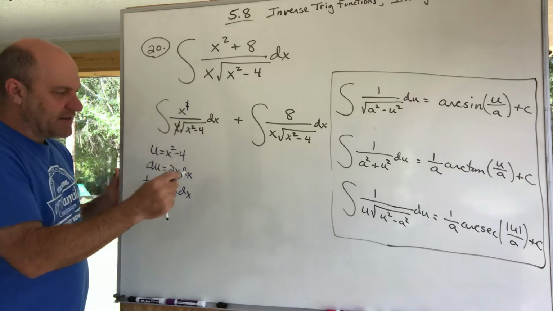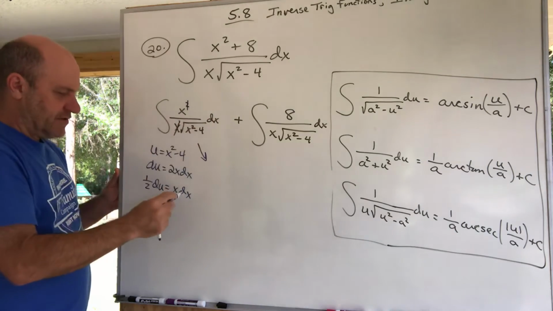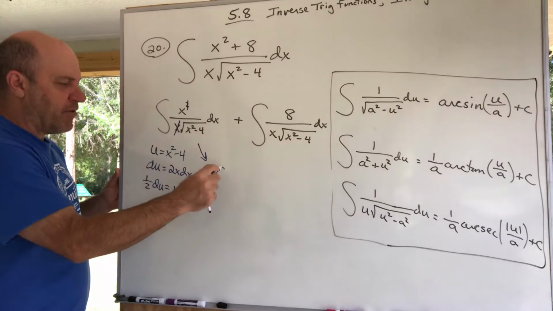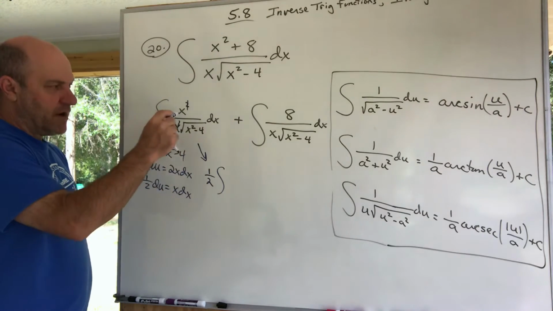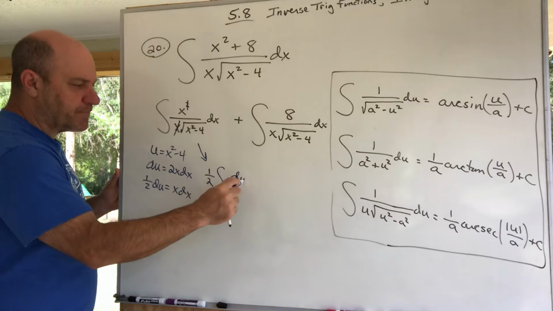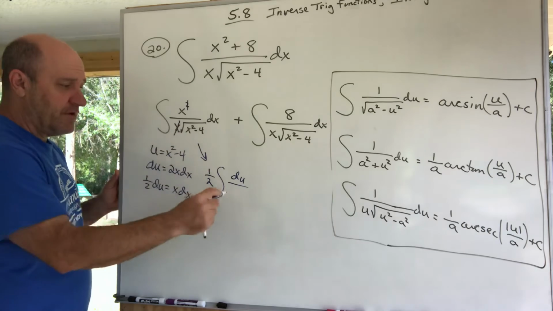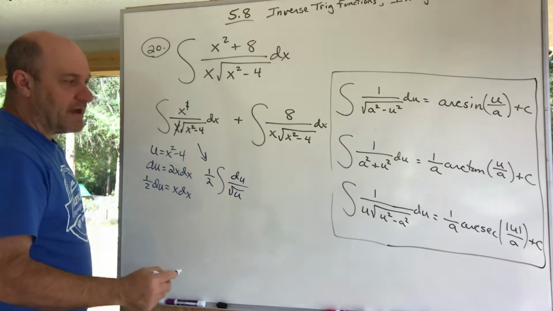So I'm rewriting this integral here. I'm going to go right here if you don't mind. The numerator just turned into 1/2. I'm pulling out in front of the integral. The numerator x dx just turned into 1/2 du. The denominator is the square root of u. Okay, I know how to do that.